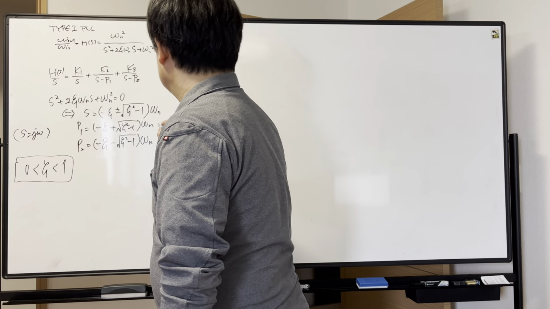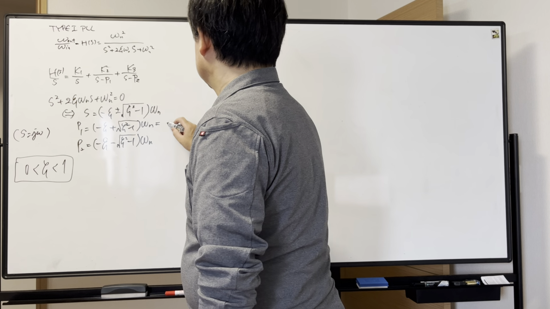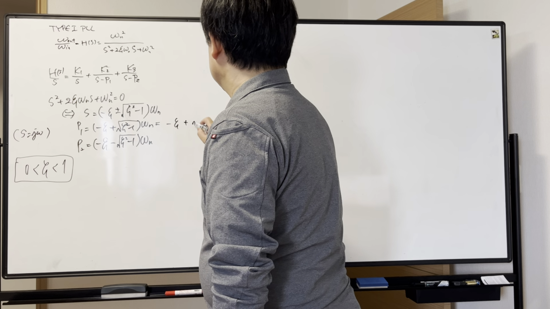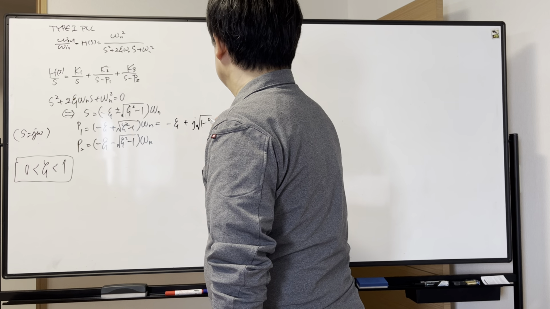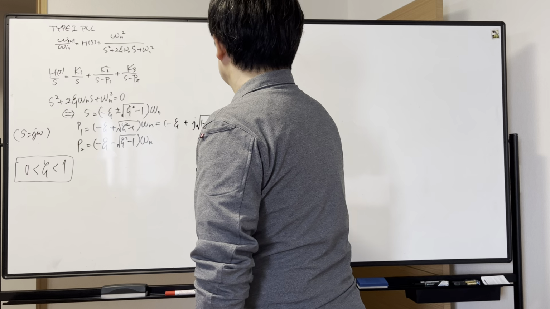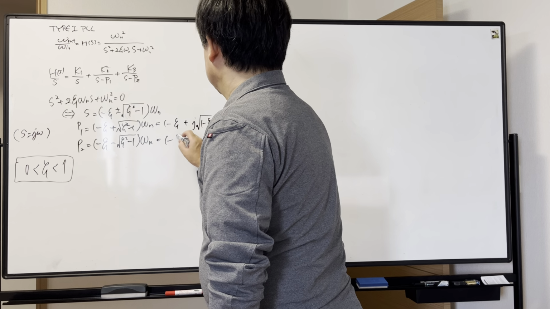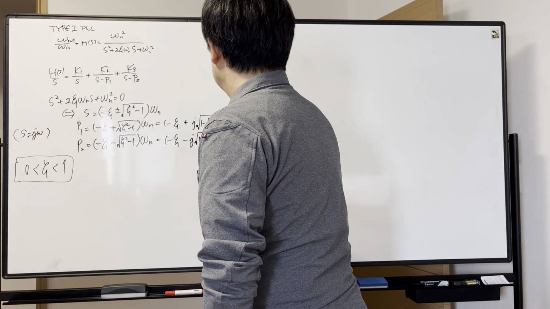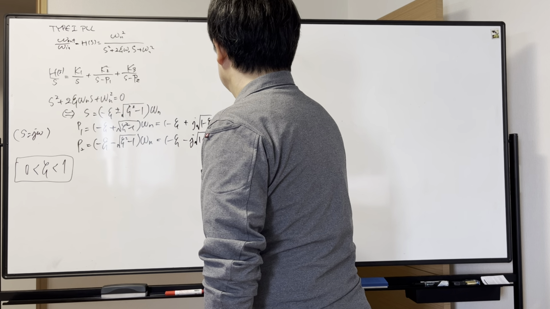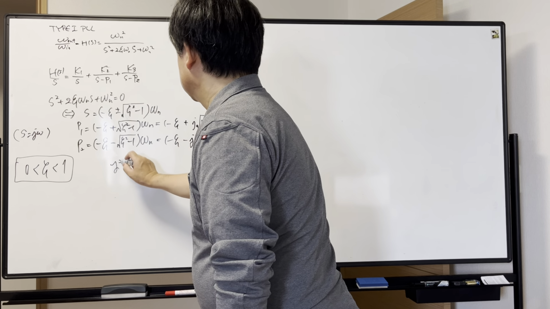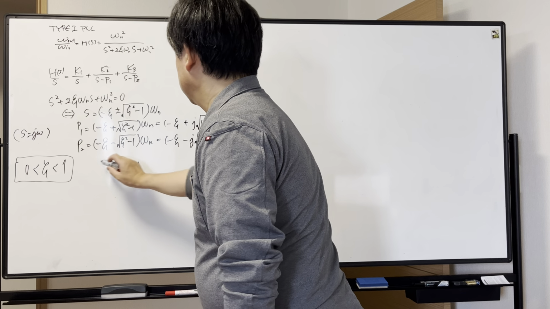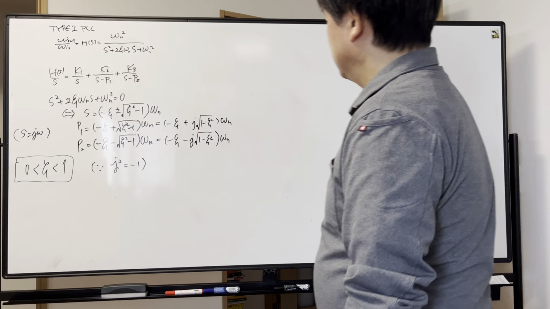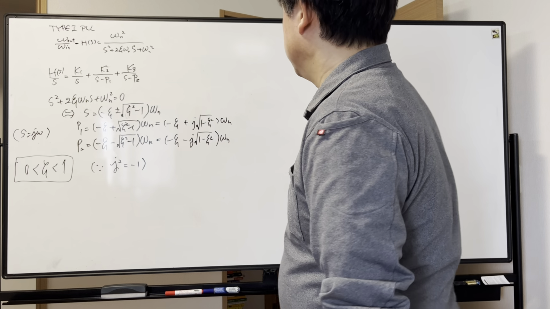So p1 becomes minus zeta plus j square root of 1 minus zeta squared omega n, and p2 is minus zeta minus j times square root of 1 minus zeta squared omega n, where j squared equals minus 1, the imaginary number, and these are complex conjugates.